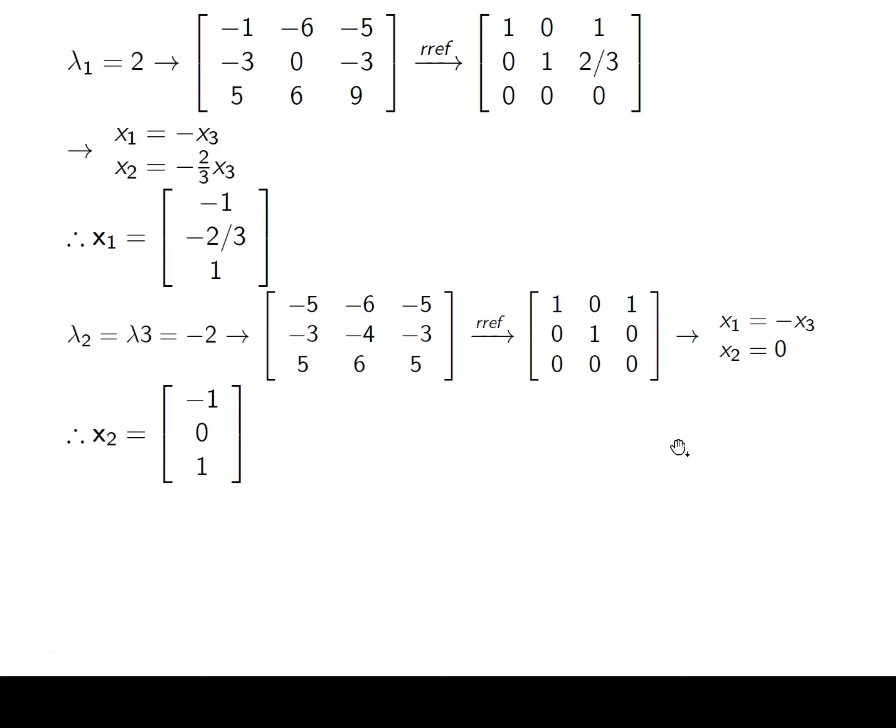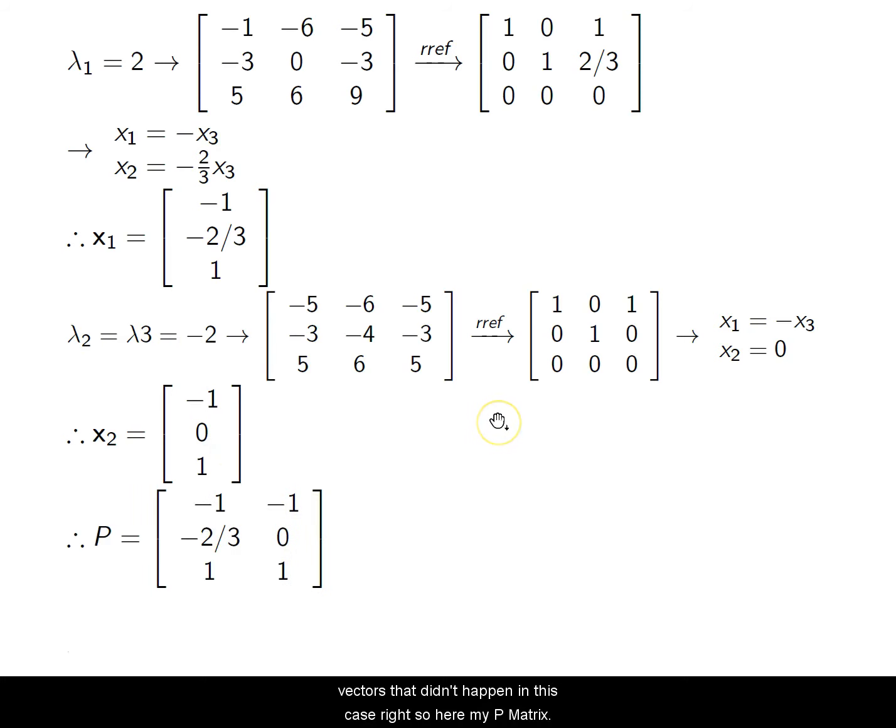Okay, so this is my x2, and if you notice, there is no third eigenvector, right? So remember in the last video, sometimes you get only 1 when you have algebraic multiplicity. Sometimes the geometric multiplicity is equal to the algebraic, meaning if this is a double root, sometimes you get 2 vectors. That didn't happen in this case, right?